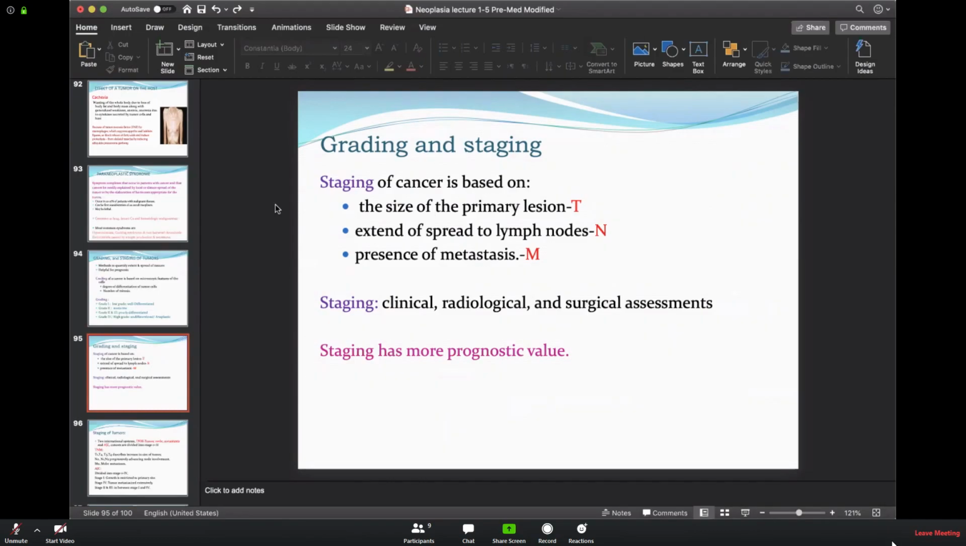T depends on the size of the lesion. N depends on whether lymph nodes are involved and how many lymph nodes are involved. And M will be either M0 or M1.